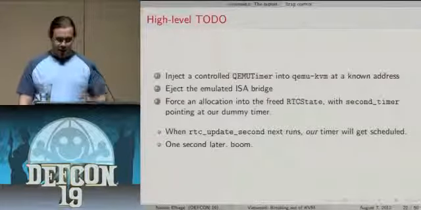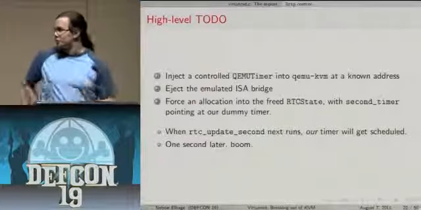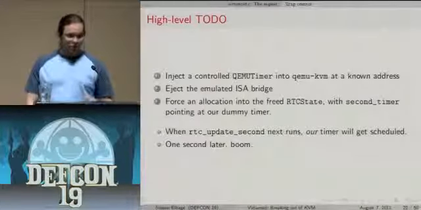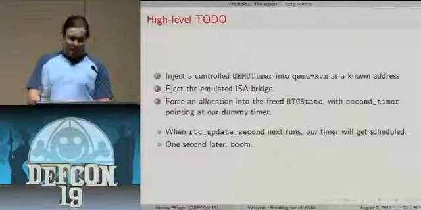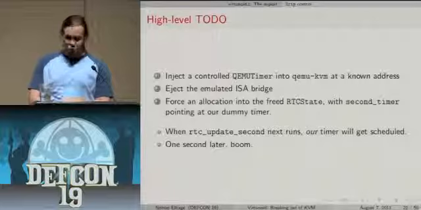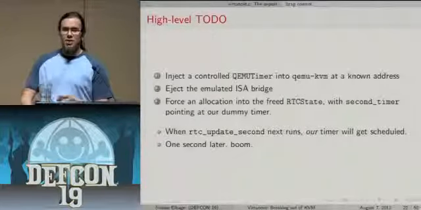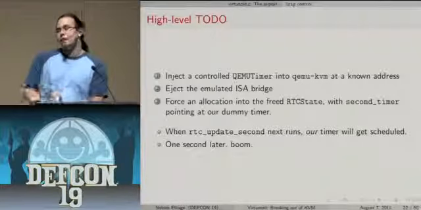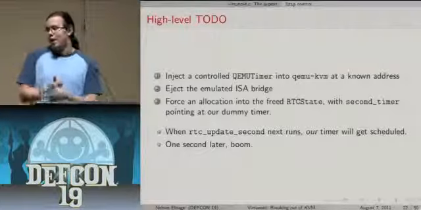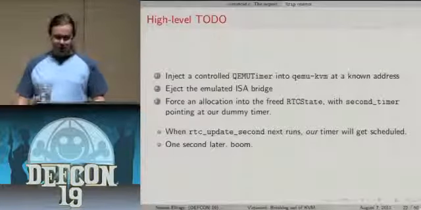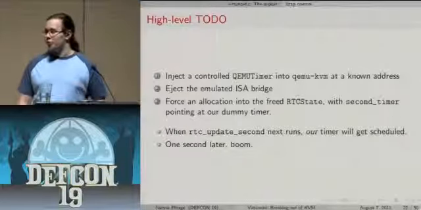So there's 3 steps here. I've already shown you how to do number 2, how to eject the ISA bridge and actually trigger the vulnerability, which leaves 2 things left to talk about. 1, how do we construct fake structures in QEMU KVM's address space? How do we get objects that A, appear in that address space somewhere so that we can write pointers to them, and B, appear at a known address or find out that address so that we can predict it and write that second timer pointer to point at our thing.